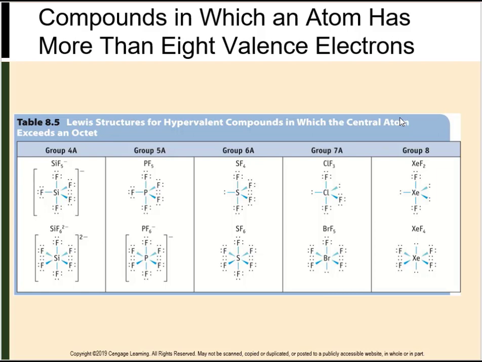The second period elements, boron, carbon, nitrogen, oxygen, fluorine, are restricted to the maximum of 8 electrons because they're in the second row. They can only have 1s2, 2s2, 2p6, so they're limited to 8.